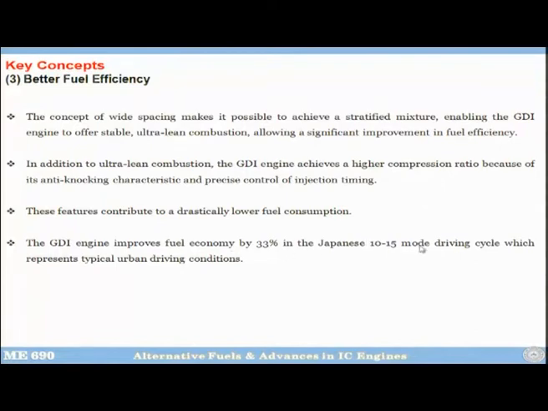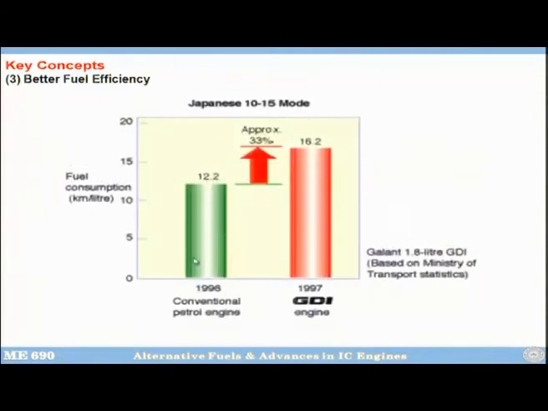This is done in the Japanese 10 to 15 mode driving cycle, which typically represents urban driving conditions. So, this is shown here. This is the conventional engine and this is the GDI engine, and here you can see the same type of engine, the efficiency improved by more than 33%. Okay.